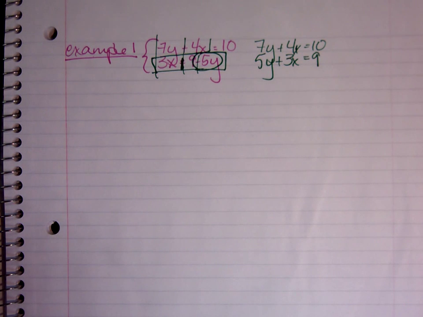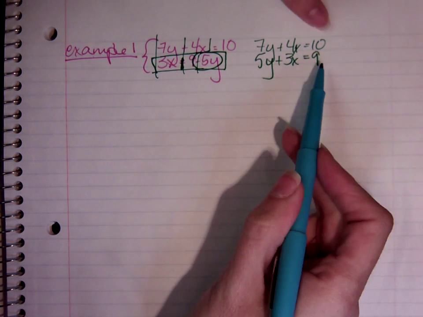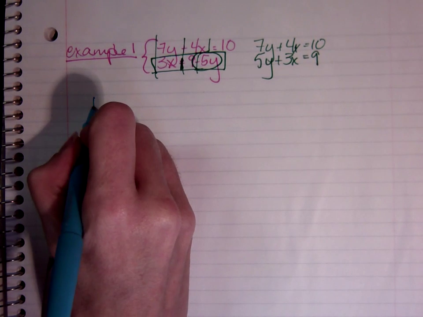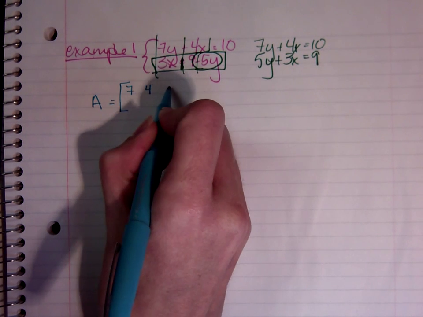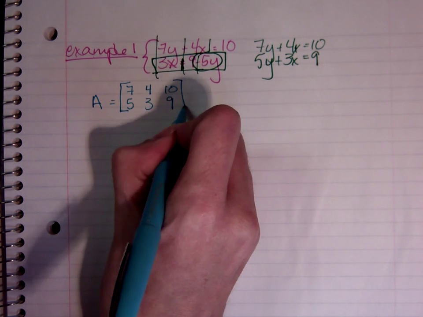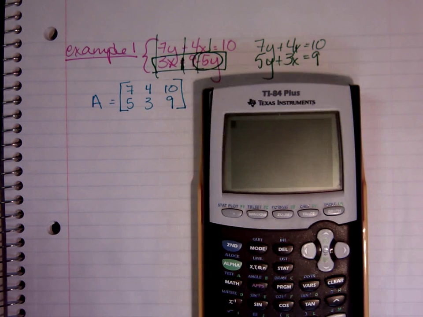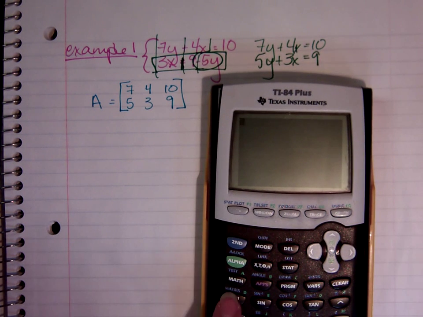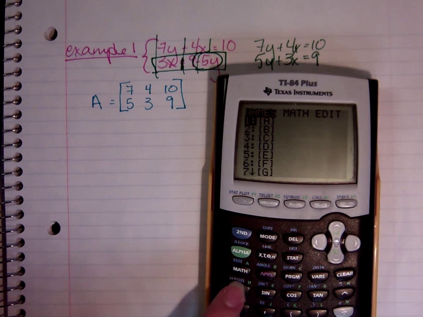So the first thing it says to do is to write or generate a coefficient matrix. So we're just going to take all of the numbers straight from where they are, and we're going to write them down in a matrix A. And that'll be 7, 4, 10, 5, 3, 9. And at this point, I'm going to get my calculator out and go find the matrix menu, which is right here over the x to the negative 1 button. It says matrix, it's in blue, so second matrix.